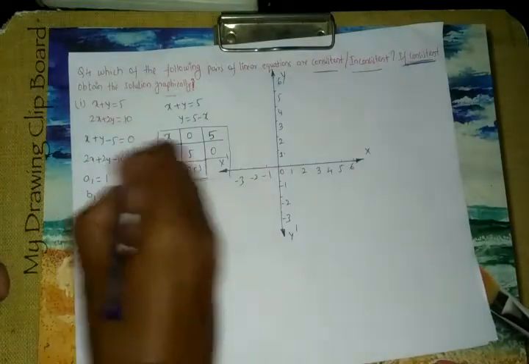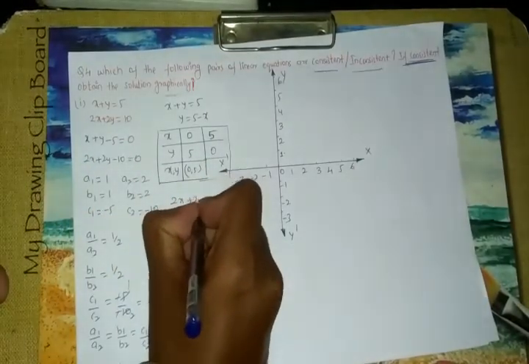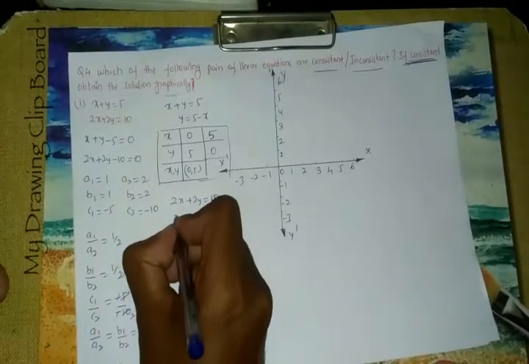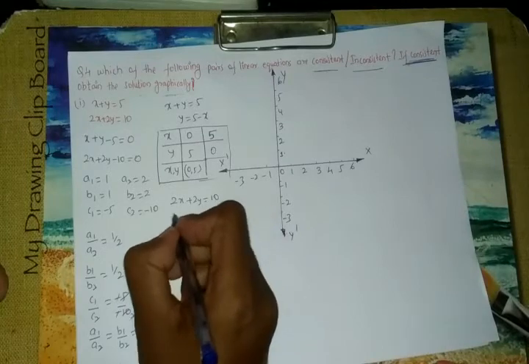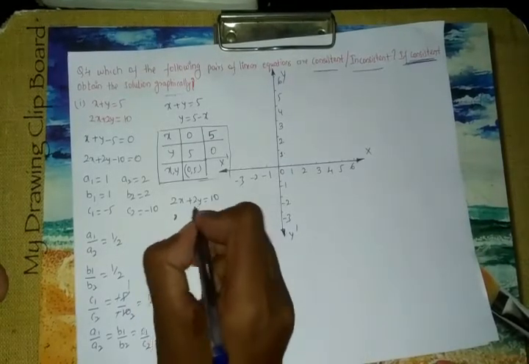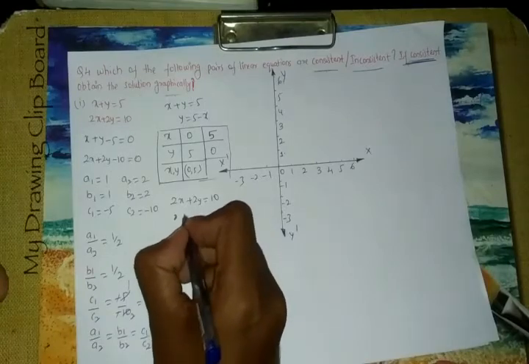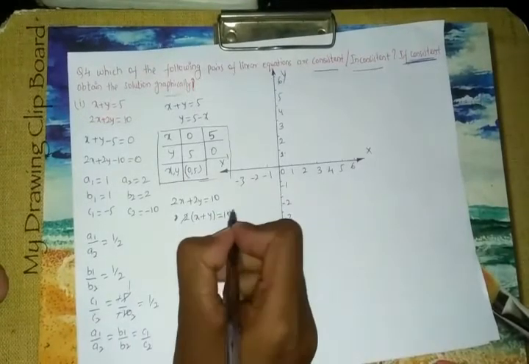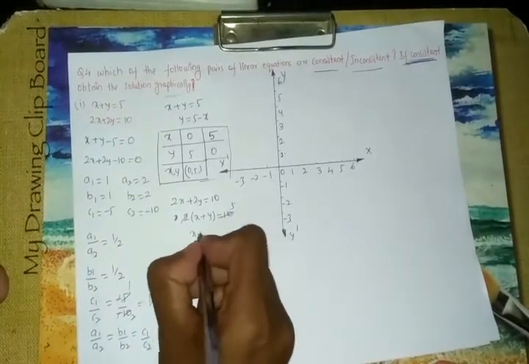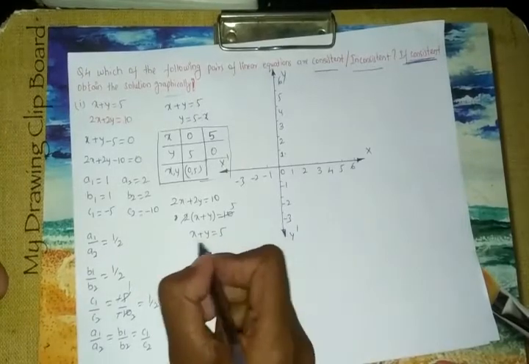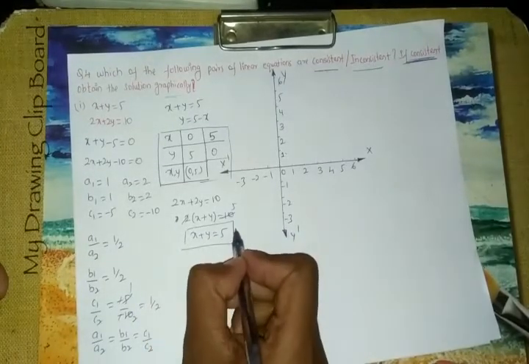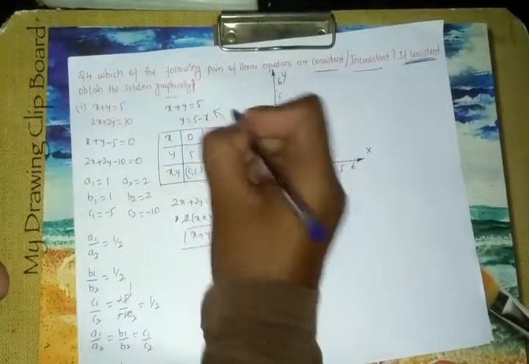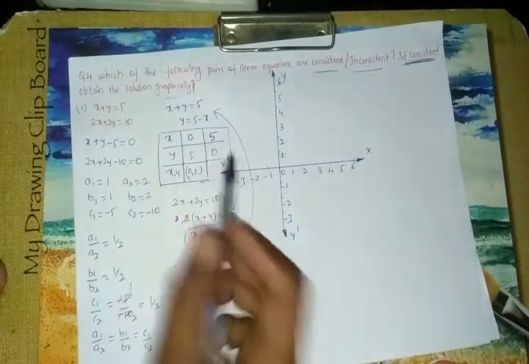Now let me take equation 2, that is 2x plus 2y equals 10. Let me take 2 common. It is x plus y equals 10 by 2, which is 5. So x plus y equals 5. Okay, so it is the same equation as equation number 1, and again we can get the same points.